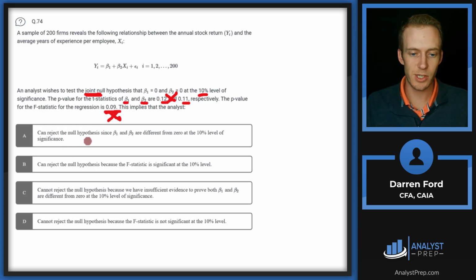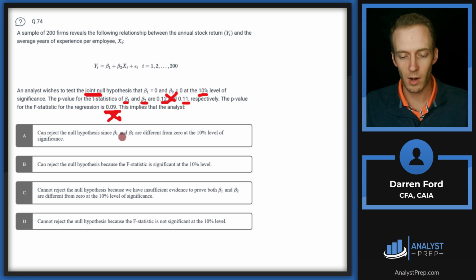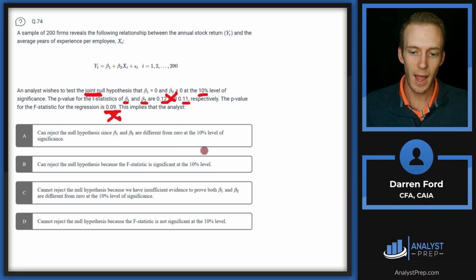So we've got A, can reject the null hypothesis since B1 and B2 are different from 0 at the 10% level of significance. We cannot do that since they're not significant. They're above that 10%. We need to be below that. So we can rule out A. B, can reject the null hypothesis because the F statistic is significant at the 10% level. That sounds correct so far. Like we said, this 0.09 is below the 10% p-value level. So we could reject the null on that basis.